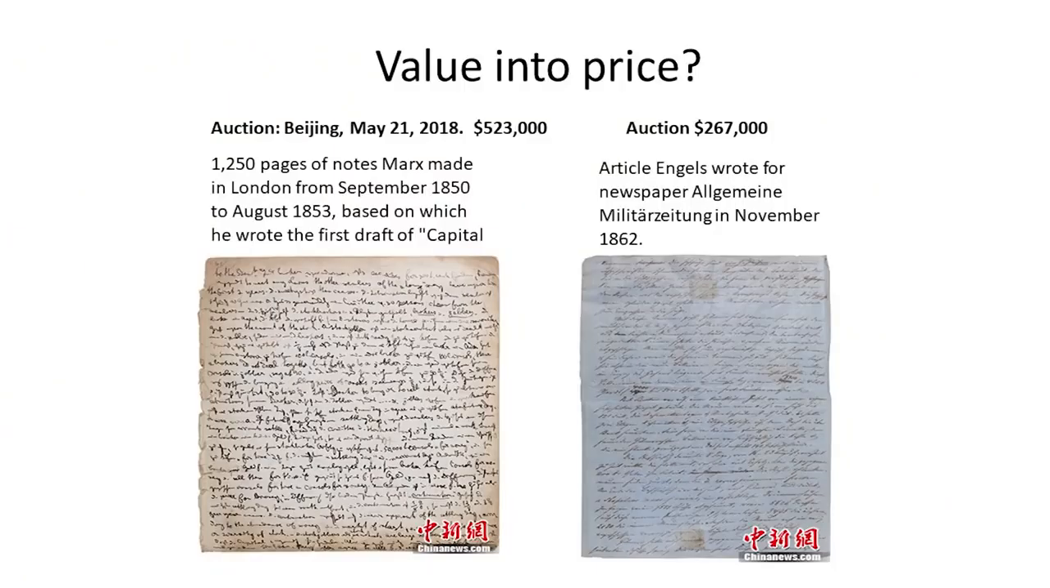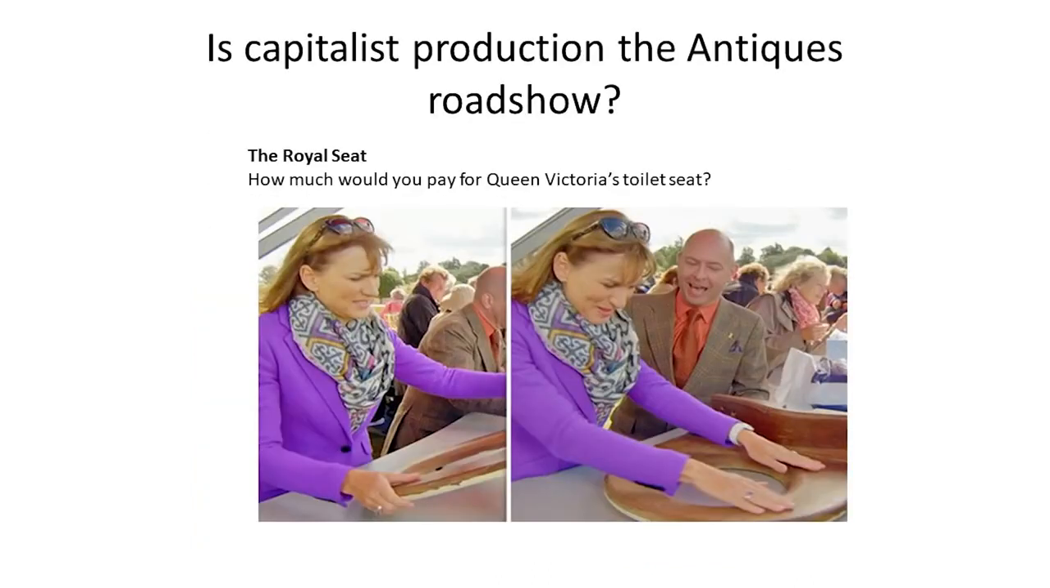One minute, okay. So we've got Marx's notes that were just sold last month for $523,000 in a Beijing auction by some Chinese capitalist who bought them to put on the shelf. And Engels actually went for half that price, sorry, Fred. Again, how much time did it take Marx to write those notes? Probably a bloody long time, but nevertheless, is it in labour hours currently worth $523,000? Obviously not. There's a distortion going on here between labour values and the values of things in a market. How much would you pay for Queen Victoria's toilet seat? That came up at the Antiques Roadshow.